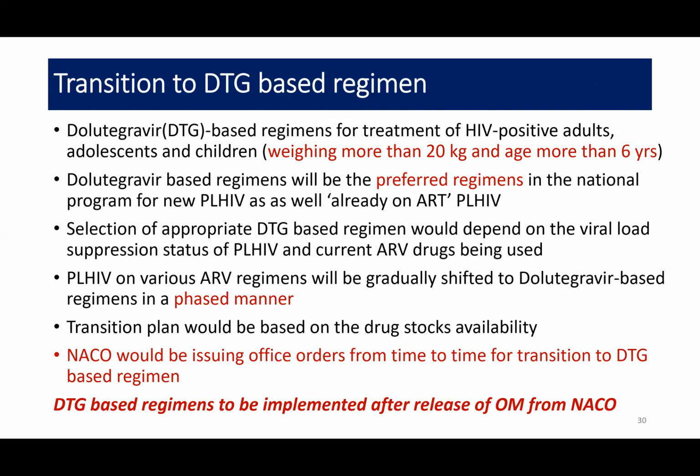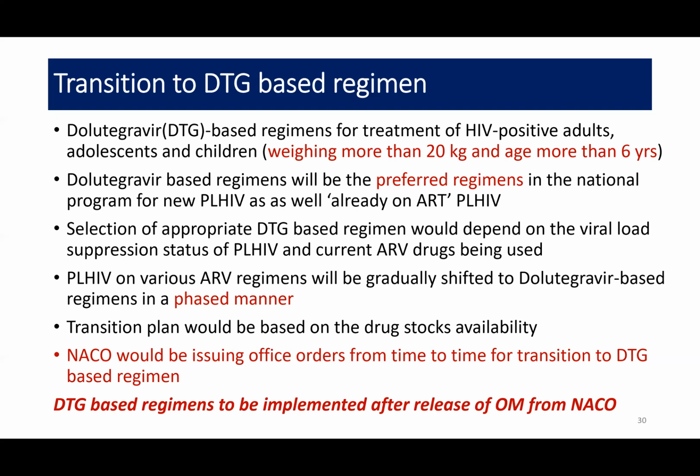So dolutegravir based regimens are preferred first line in the NACO program for new PLHIV as well as those already on ART, and selection of the appropriate regimen would depend on the viral load suppression status of the PLHIV. It will be done in a phased manner, as I said before, because we already have huge stocks of TLE available with us, and likewise the other drugs. So NACO takes that decision considering the existing stock situation.